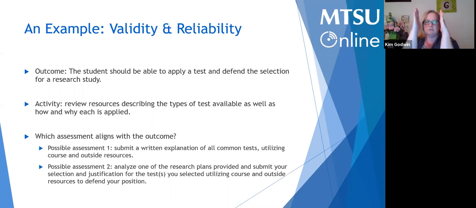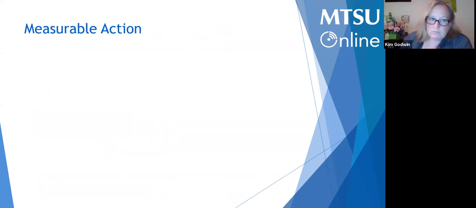So that is an alignment of: here's my outcome, here's the activity that is necessary to lead to the assessment. So those are all aligned. They all play in the same straight little line. So it's about measurable action. SLOs are measurable.